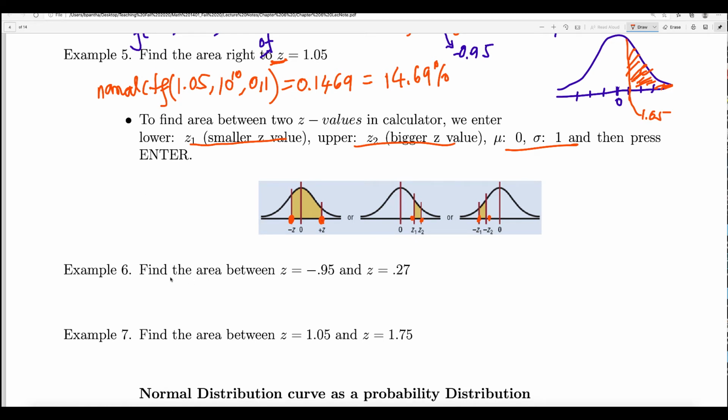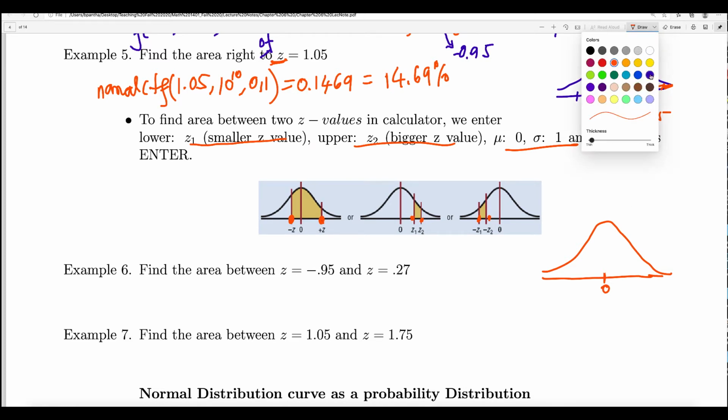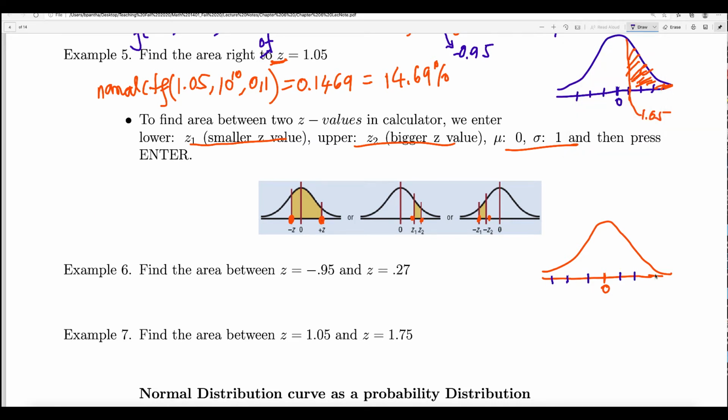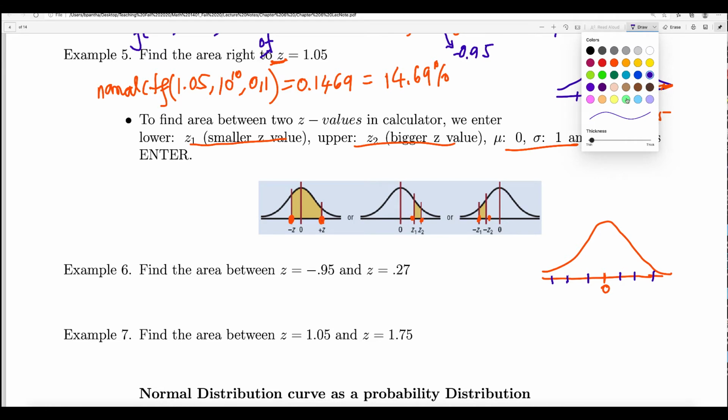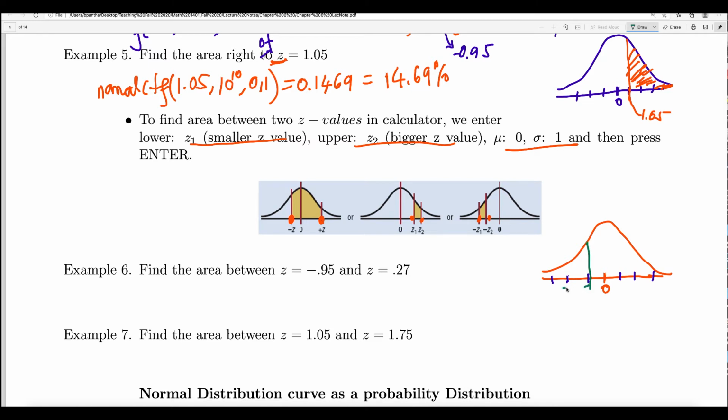In example 6, it says find the area between Z equals negative 0.95 and Z equals 0.27. Okay, these are the Z values. That means your mean is 0 and sigma is 1. So mean is 0 in the middle, sigma is 1. There is negative 1, negative 2, negative 3, positive 1, positive 2, positive 3, right? Negative 0.95 will be somewhere here, close to negative 1. And 0.27 will be somewhere here, close to 0. You see that?